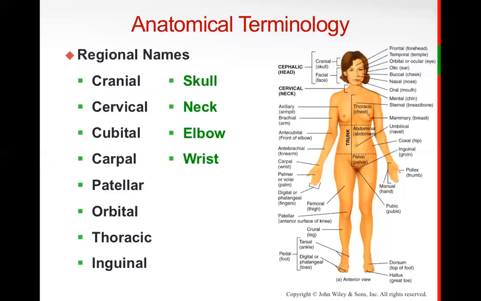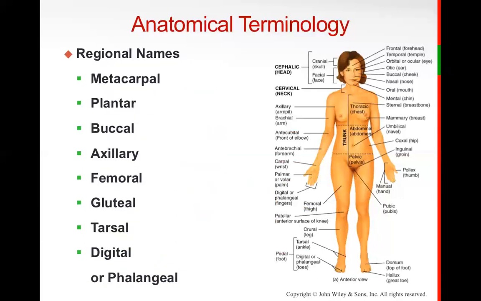Carpal, if you think of carpal tunnel syndrome, usually is affecting the wrist, right? Or always is affecting the wrist. And that would be your carpal region. Patellar is referring to the knee, very specifically the front of the knee. Orbital is referring to the eye, or anything in the eye region and the eye socket, all right? The other one would be thoracic, which is referring to the chest region. And inguinal is referring to the groin region. Metacarpal, all right? This is referring to the hand or the palm, and you're going to have your metacarpal bones. And the plantar is referring to the sole of the foot.